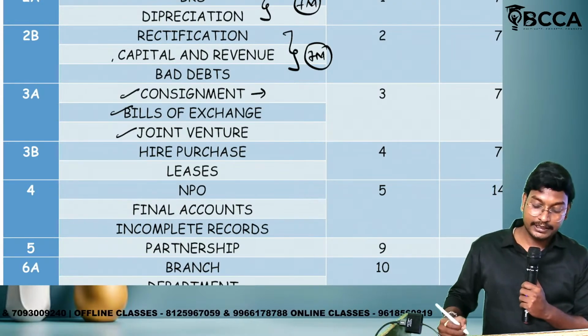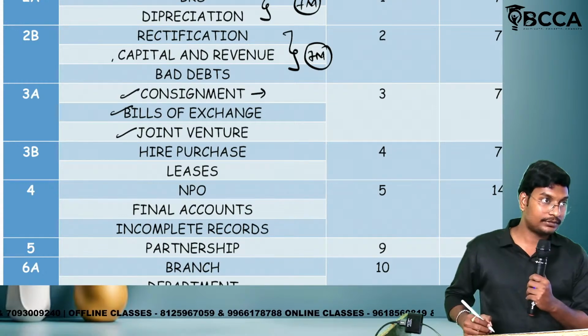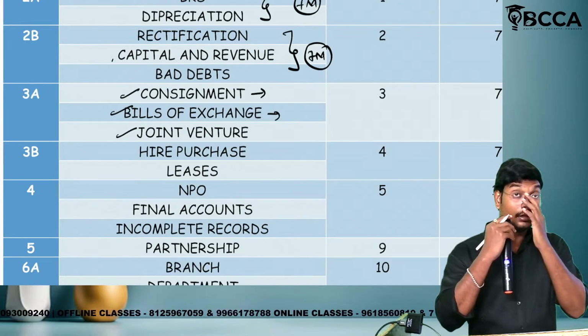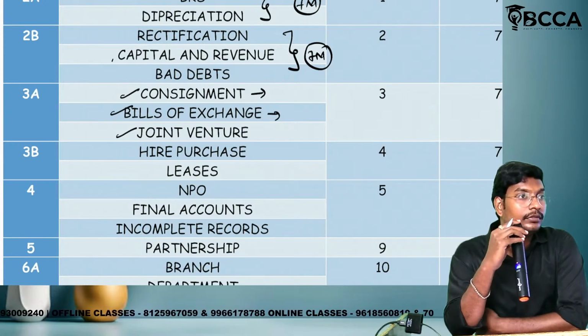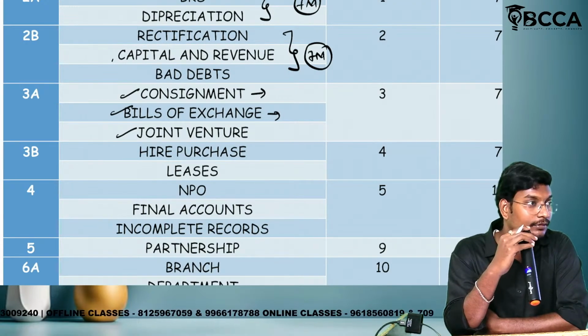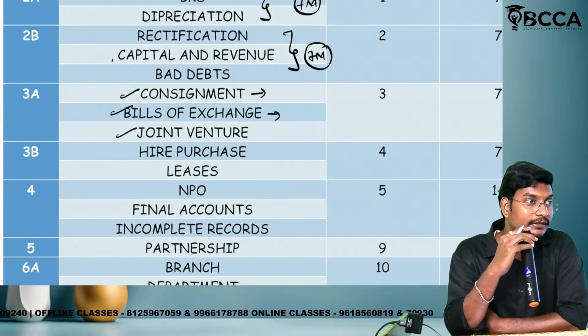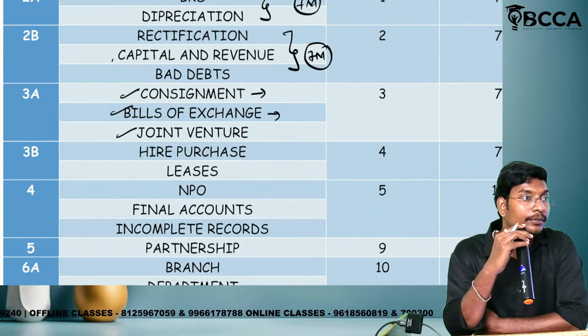Those topics only will be available in consignment also. Okay now, but here we will solve certain sums. Next one, bills of exchange. In bills of exchange, the chapter is only for journal entries. We all know that, yes or no? But here the additional topic is accommodation bills. We have to learn the accommodation bills.